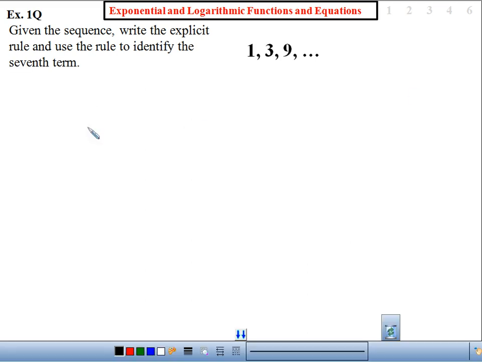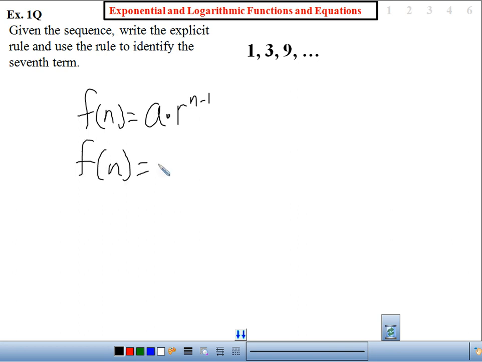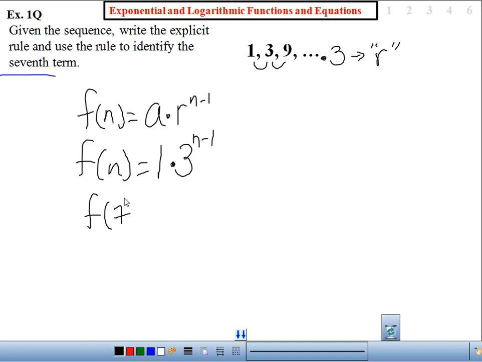All right, so you should have written f of n equals a times r^(n-1). F of n equals, what is a? 1 times, what's happening from here to here, from here to here? We're multiplying times 3, so that's r. So that's 3 and n minus 1. All right, so they want us to find the what? The 7th term, so we just substitute in there. I'm just going to keep it all, but f of 7.